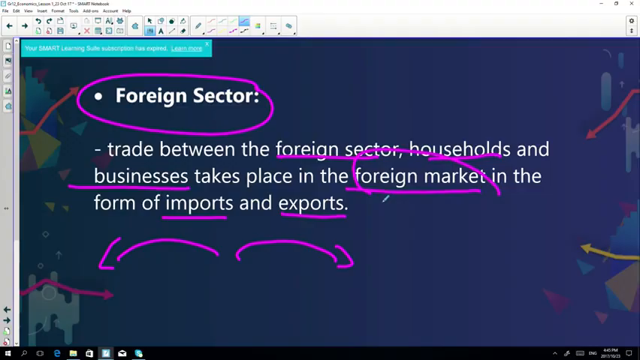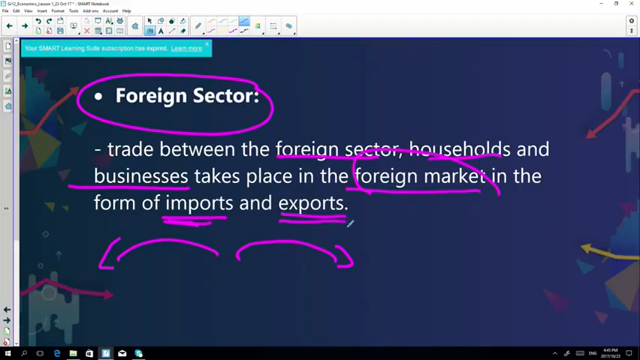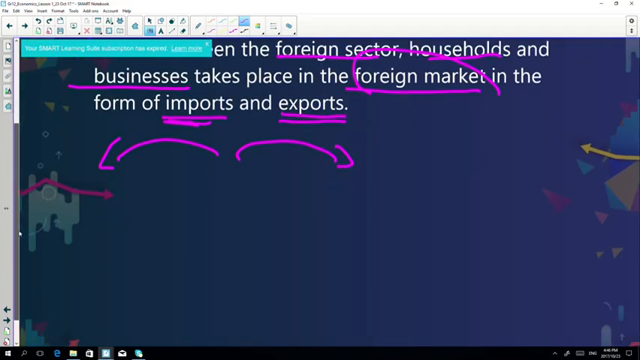But for now, I want us to understand the relationship that exists in the foreign sector, between the foreign sector, the households, and the businesses. All of this will take place in the foreign market. Also understand the concept of imports and exports in order for you to have a good understanding of what goes on in this particular sector.